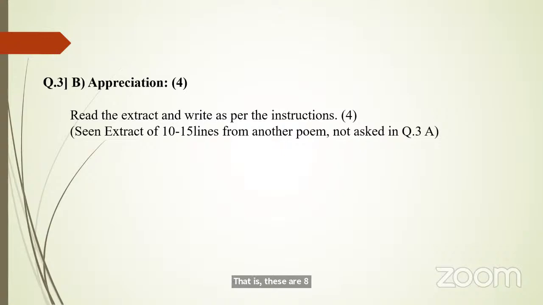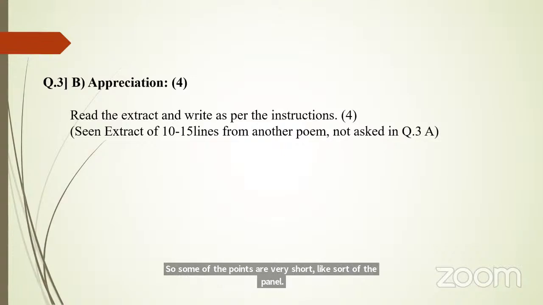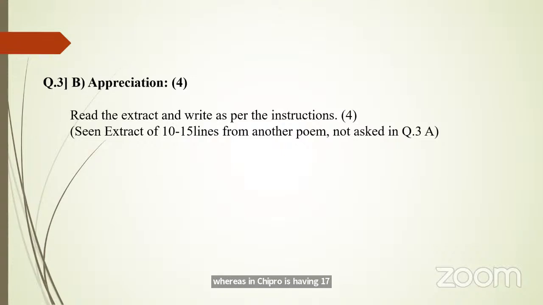Now for the appreciation, some of the poems are very short, like Song of the Open Road, or Indian Weavers, where 3 extracts are there. Whereas Inchcape Rock has 17 stanzas. So maybe some of the stanzas will be given to you. So you should know what is given in that stanza, and only that you have to write over there.